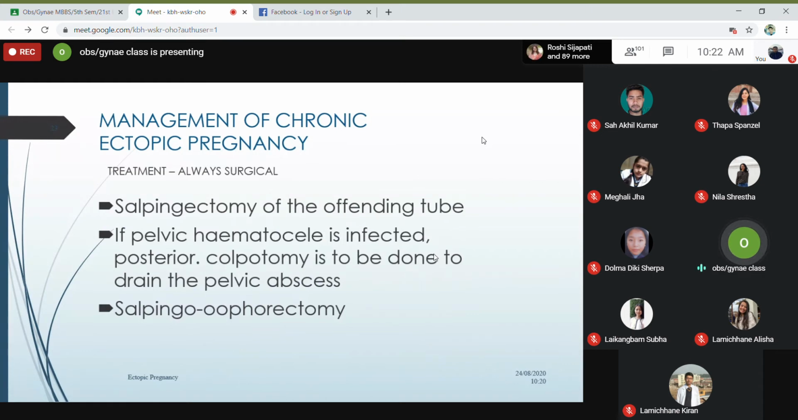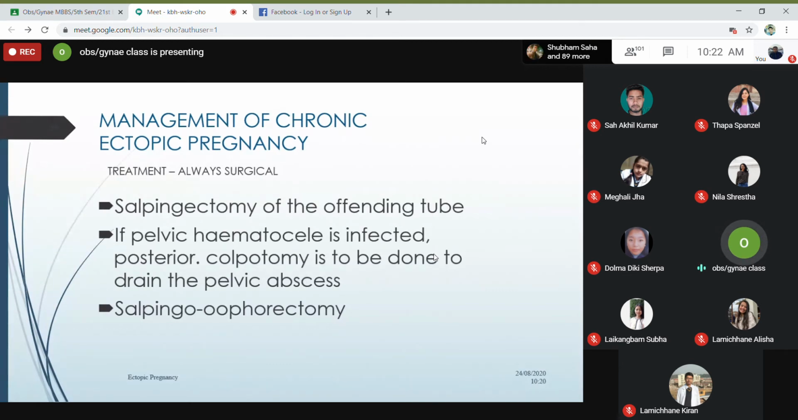So salpingectomy of the tube which has the mass. Okay, so you do salpingectomy, removing the tube. And if there is a pelvic hematocele which is infected, sometimes I told you she might also have fever, because there could be infection of that mass which is there for such a long time. So you have to drain that abscess. You could do a colpotomy from down below, or you could do a laparotomy and wash off the abscess.